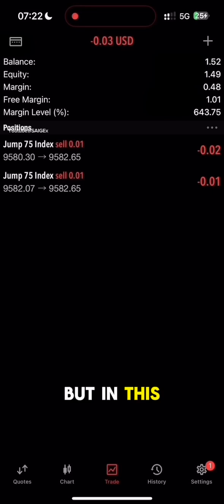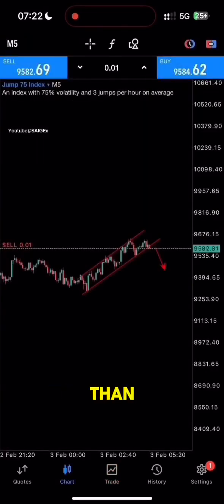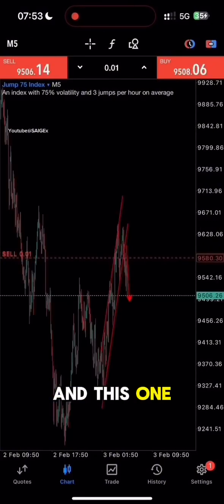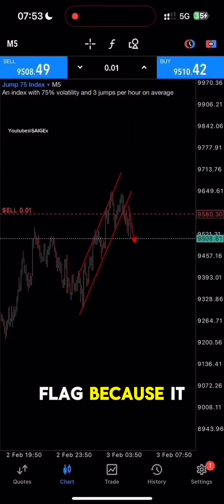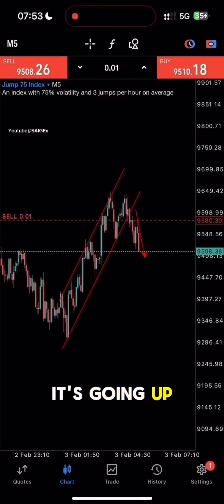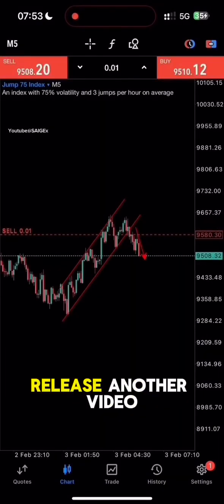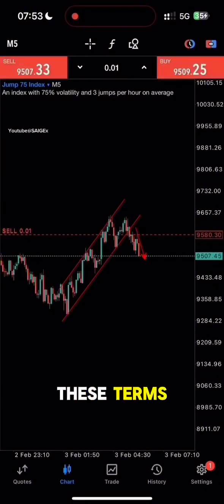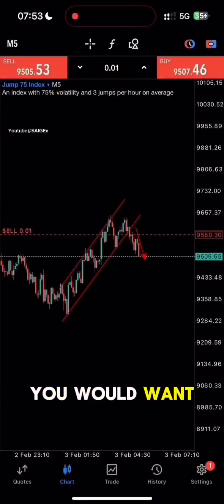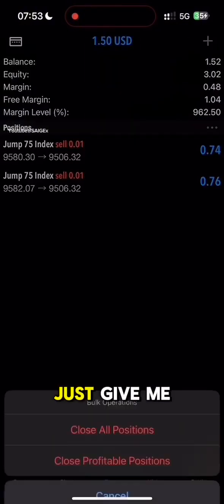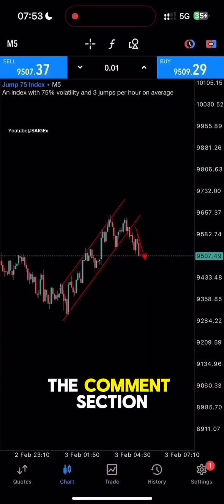But this flag is different from the one that we have done before. The one before was a bearish flag, and this one is a bullish flag because it's going up, down, up. I'm going to release another video where I explain these terms. So if there is anything you would want me to simplify, just give me the description in the comment section.